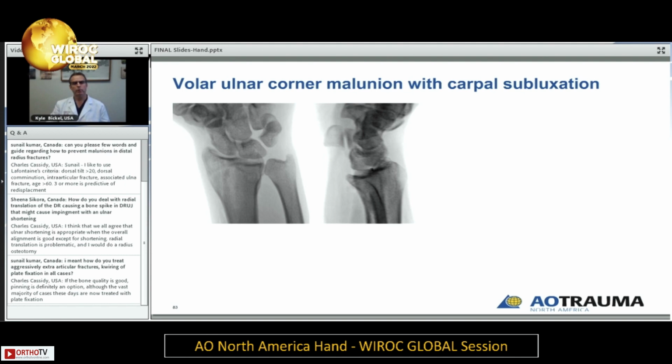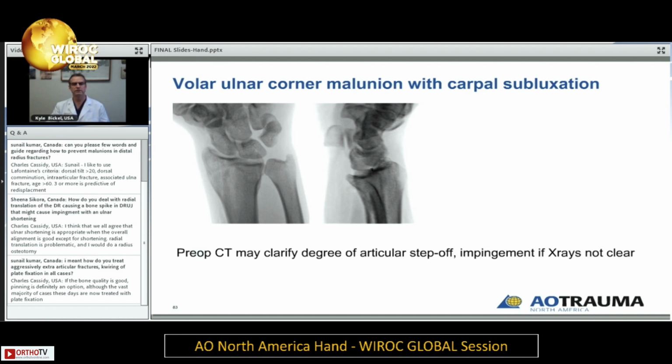The volar ulnar corner malunion with carpal subluxation, and again, I think these are really important to assess not only in terms of what's happening to the radius, but to look carefully and critically at what's happening to the carpus. And we can see volar subluxation due to this displaced volar corner, and you can see that here. Again, as I said initially, I really like to get CT scans to help plan these.